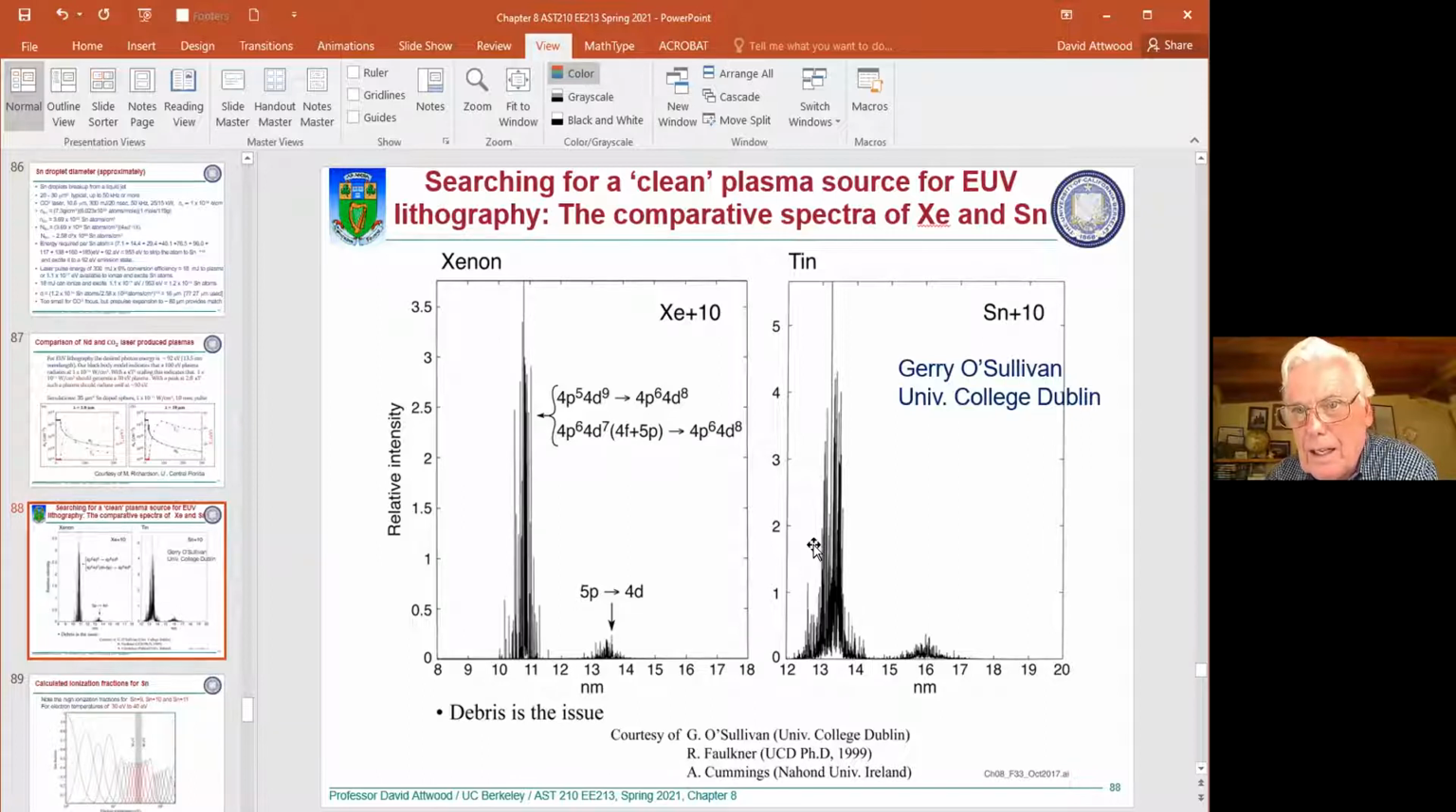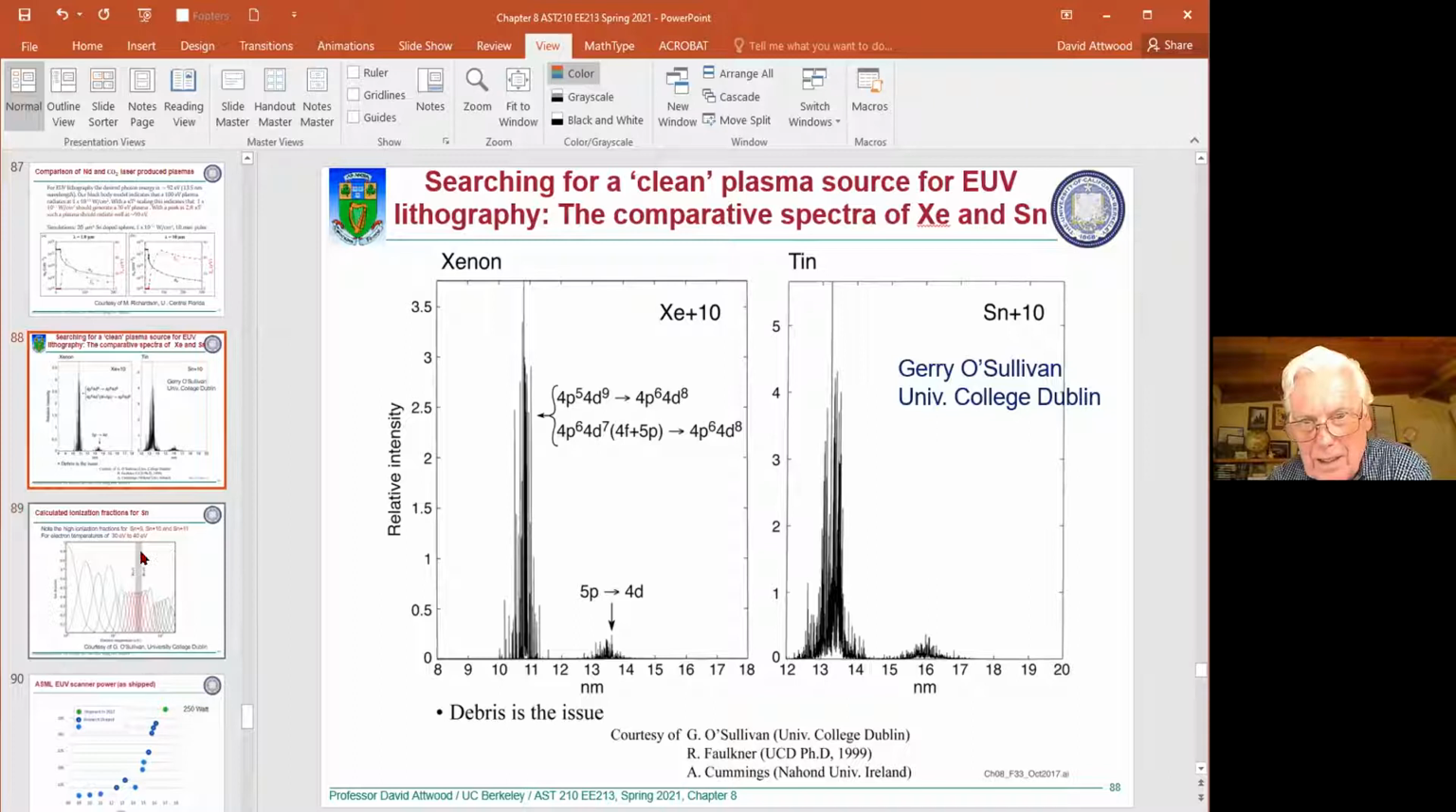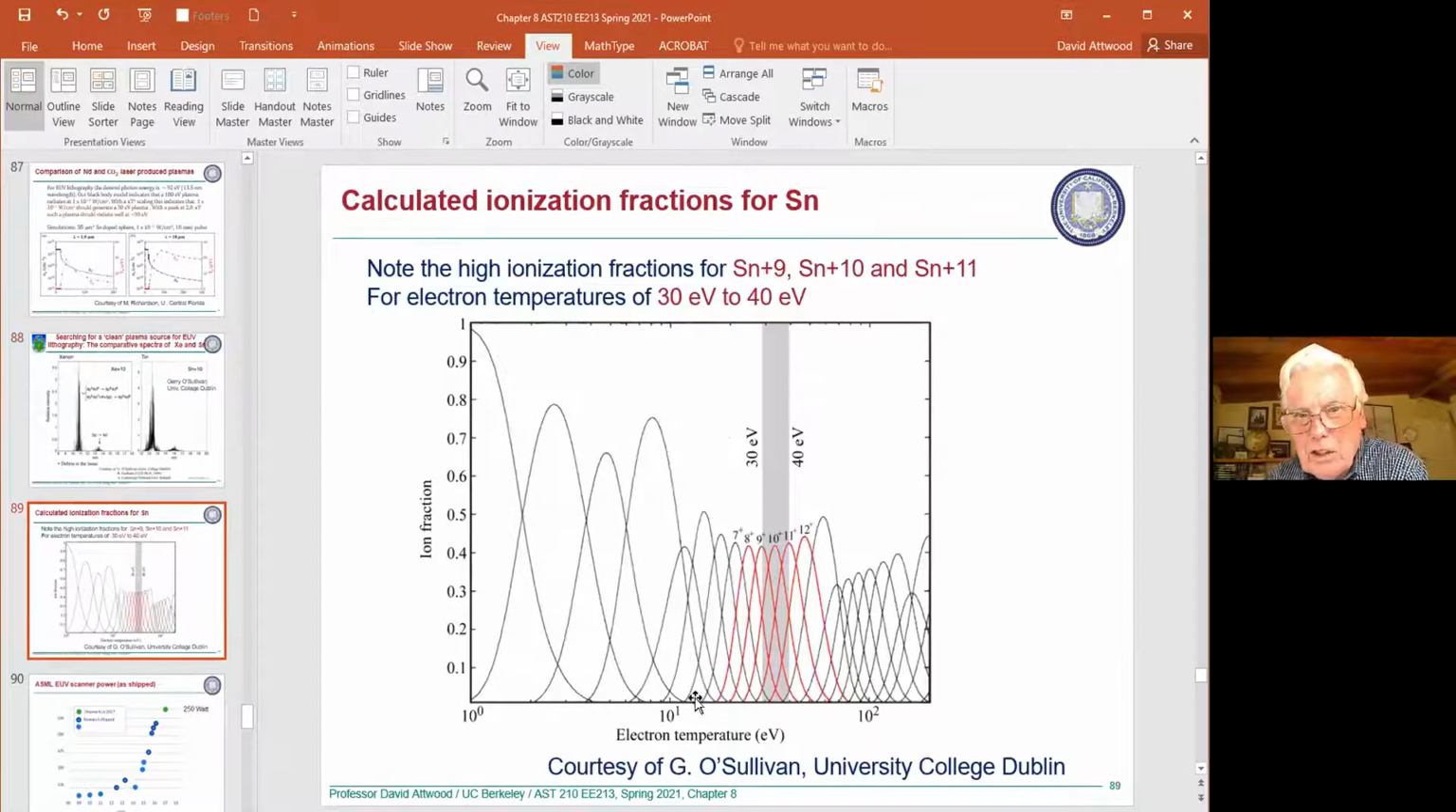And there's a lot of emission lines. This is just the emission lines of 10 times ionized tin, but in fact there's not only 10 times ionized tin, there's a lot of ionized tin. This is also from Jerry Sullivan. The last slide was from his group, actually. This shows as a function of temperature which line emissions will be strong, and this is in this band of 30 to 40 eV.